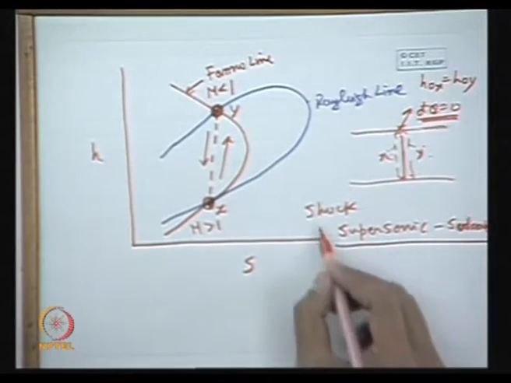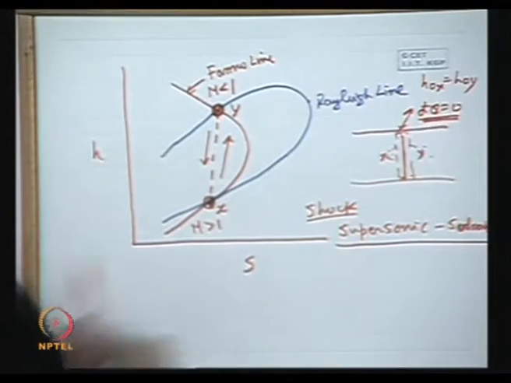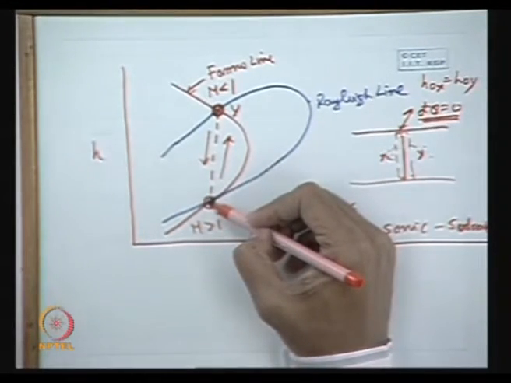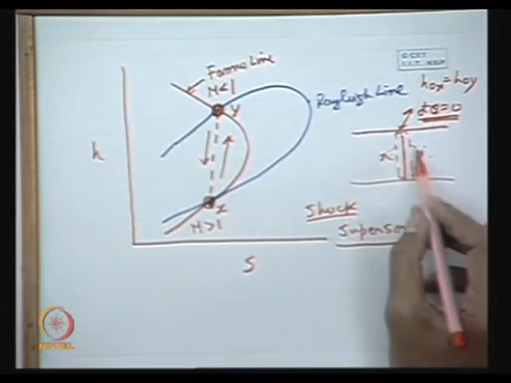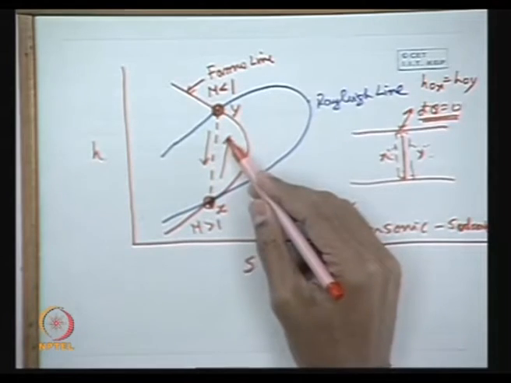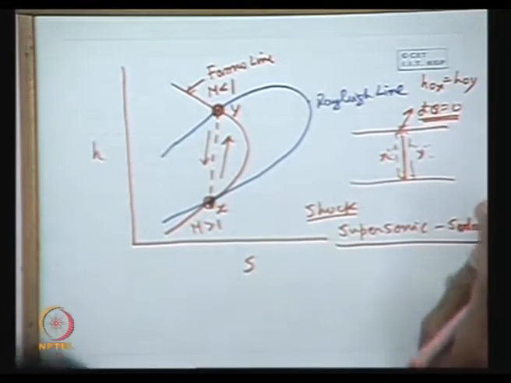Well, so therefore, it proves that shock takes place from a supersonic region to subsonic region. That means, due to the shock, the flow changes from supersonic to subsonic, which finds the direction of the shock. Okay.